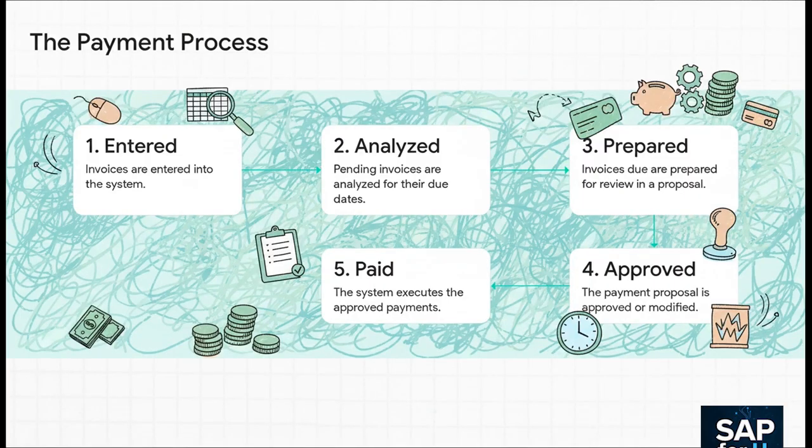And this little flowchart here, this is basically the magic in action. So an invoice gets entered into the system. But after that, the system pretty much takes the wheel. It analyzes everything that's due, groups it all into a payment proposal, and then, and this is key, it hands it off for a human to review. Once you say go, then it executes the payment automatically.